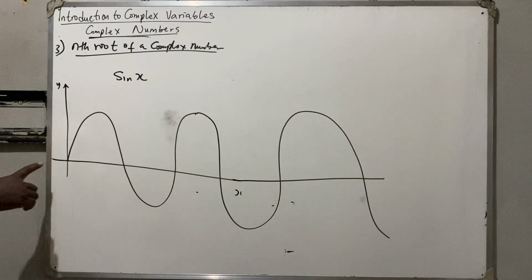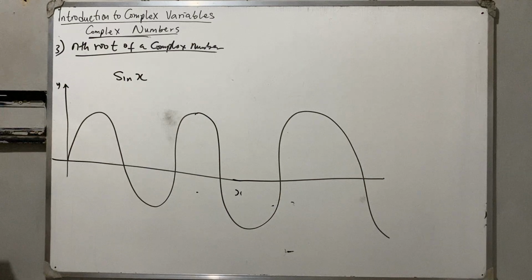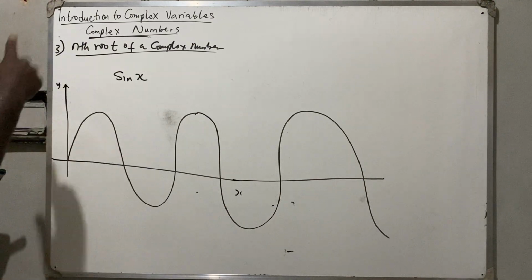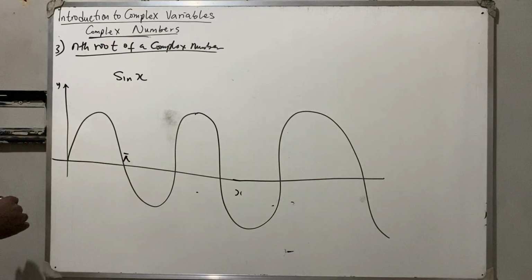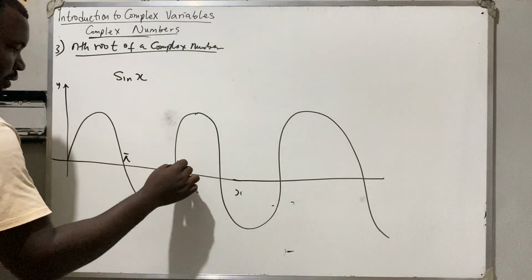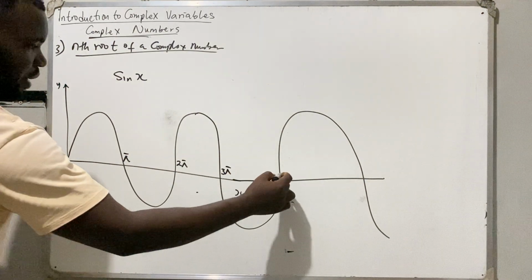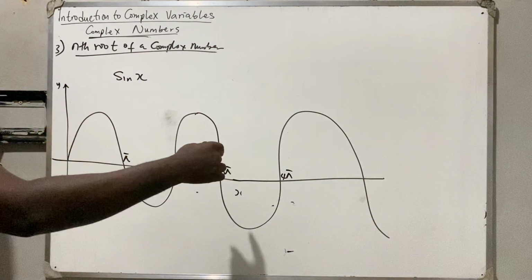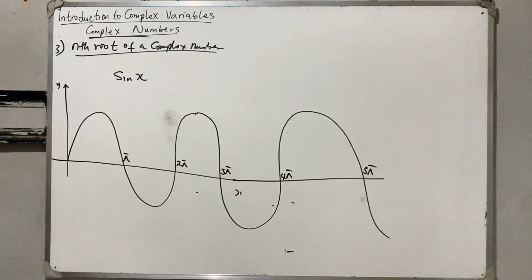You should know that from this point to this point is half of a circle. And I told you that the angle for half of a circle is 180, because the total circle is 360, and 180 in radians is pi. So here is pi. From here to here is another pi, so we call it 2 pi. Here to here is another pi, which is 3 pi. Here to here is 4 pi, then 5 pi, and so on.